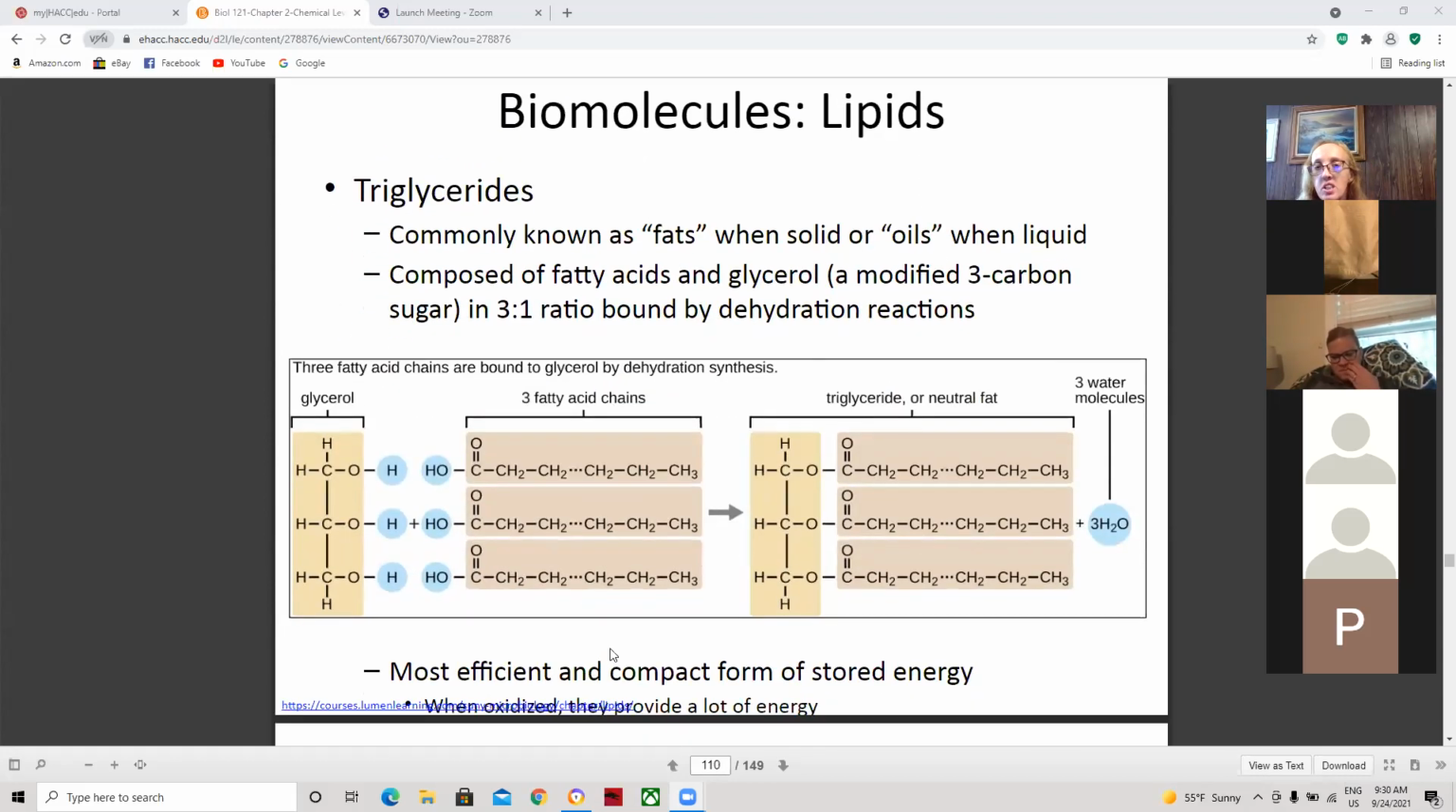Triglycerides are commonly known as fats when solid, and oils when liquid. Triglycerides means that we have one glycerol molecule and three fatty acids. We remove a water to connect each of the fatty acids to the glycerol molecule, and we add a water to remove them.